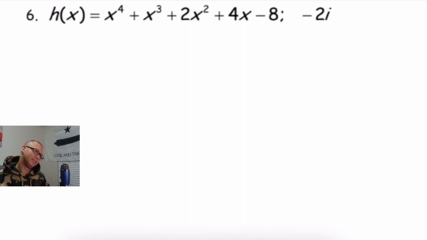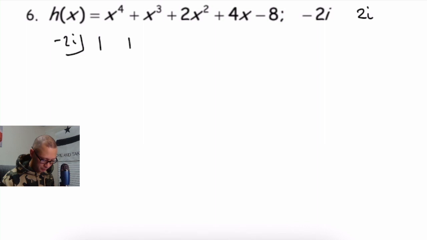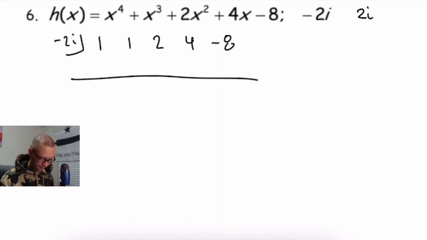Okay, number 6. I have a feeling this is going to be a doozy. Okay, they gave us negative 2i. So immediately, positive 2i, right? i's come in pairs. If you had just one i, it'd be silly. So in descending order, 4, 3, 2, 1, it's all there. So let's use negative 2i since that's what they gave us first. So 1, 1, 2, 4, negative 8.